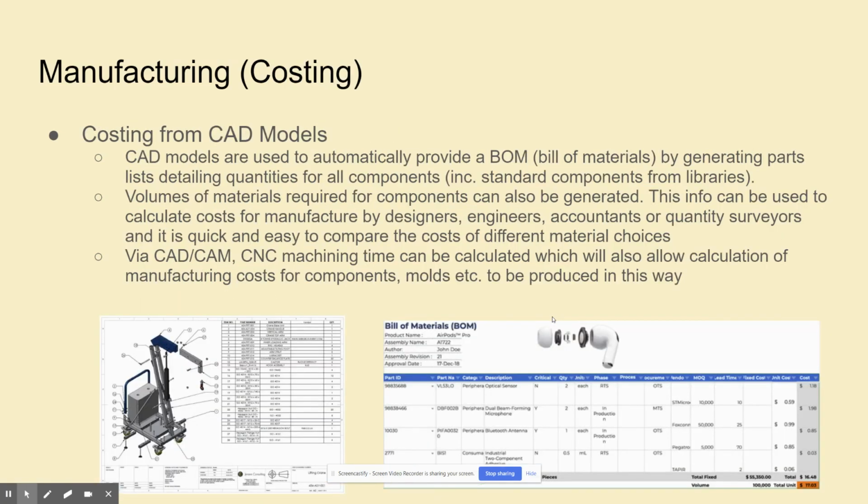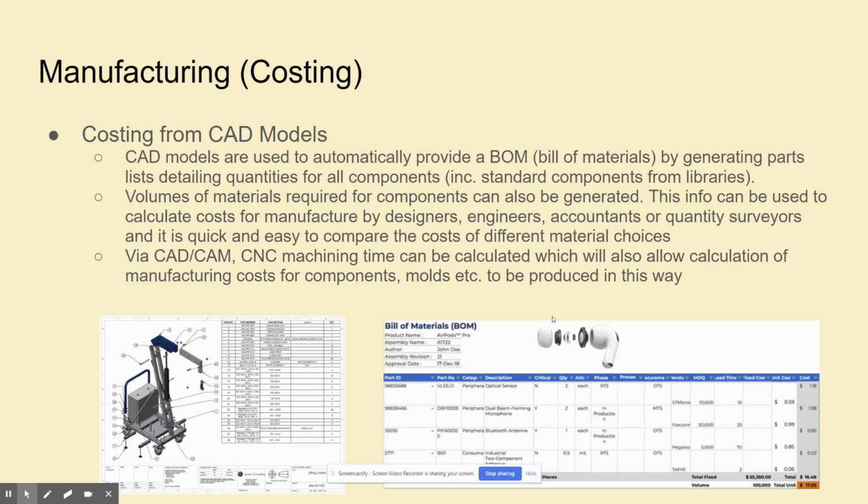Another one is the costing. So this again is kind of pre-production. If you develop a CAD model, these are used to automatically, in a lot of cases, provide a BOM, or bill of materials, as it's properly called. Now, that just allows you to generate parts lists. So if you've got an assembly or sets of sub-assemblies, you can detail the quantities of all those assemblies and sub-assemblies, maybe even including things like nuts and bolts, which are standard components you've inserted from a library.